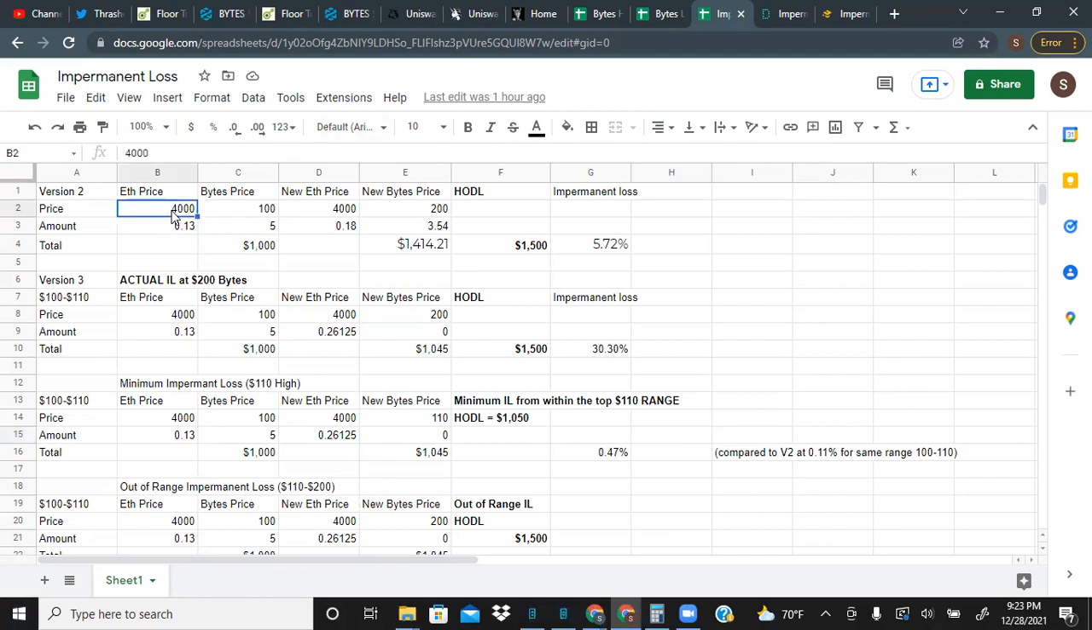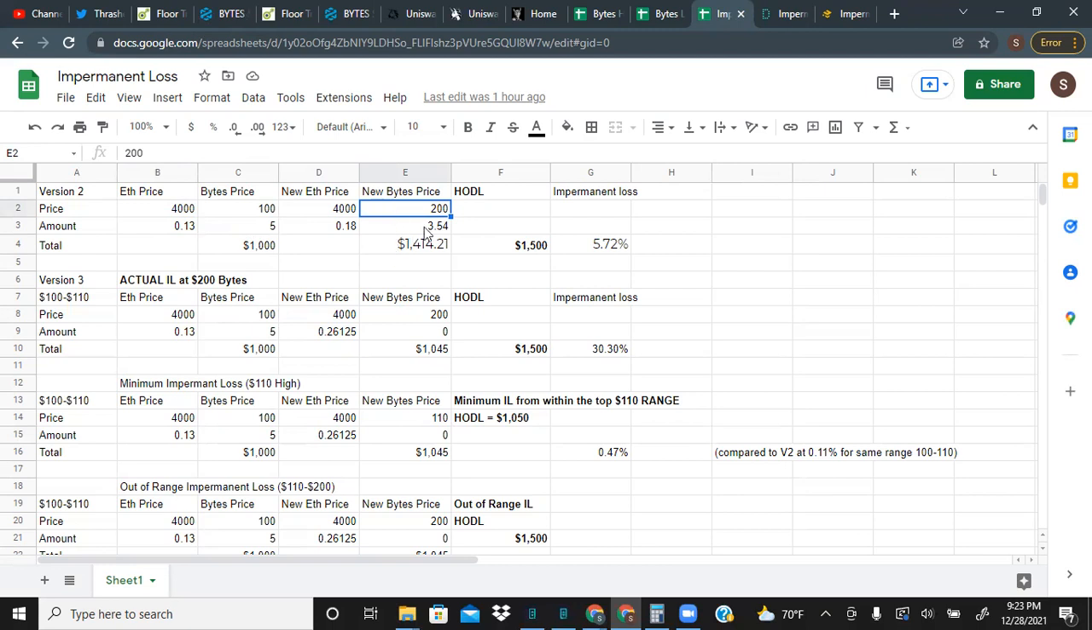So first off, I wanted to keep the Ethereum price constant to make the calculations easy. So I started off with $500 of each asset, which is 0.13 Ethereum is $500. And for the price of BYTE, I start at $100. So with my calculations here, I went ahead and put in a 100% increase, which is a $200 BYTE.